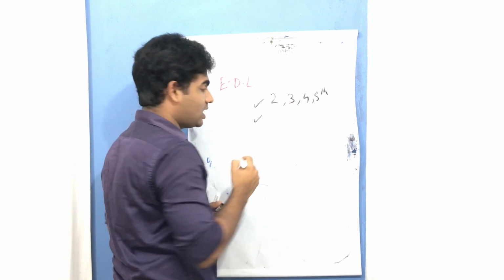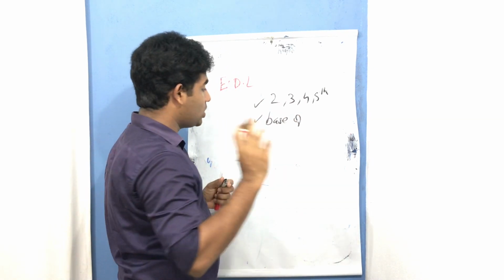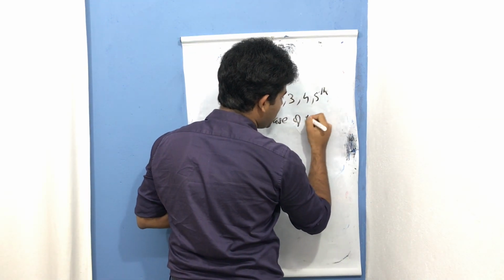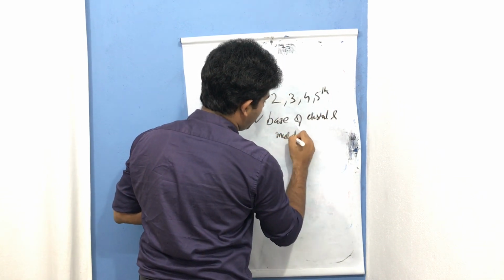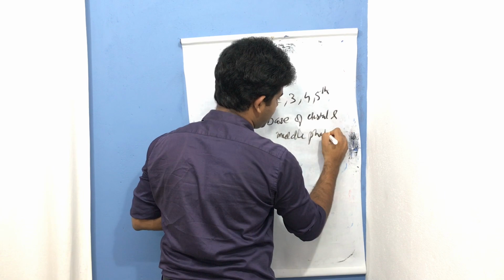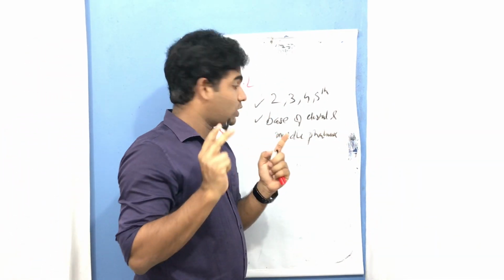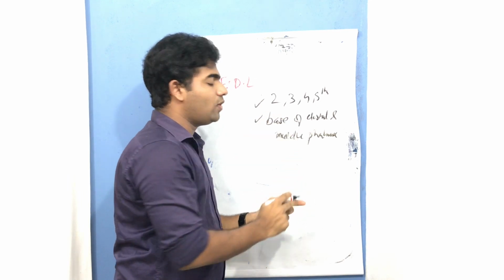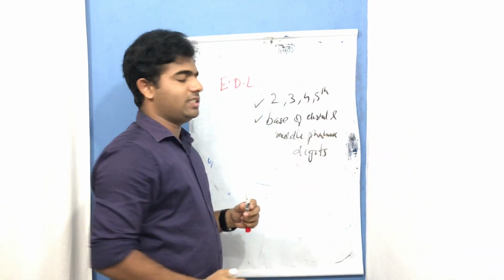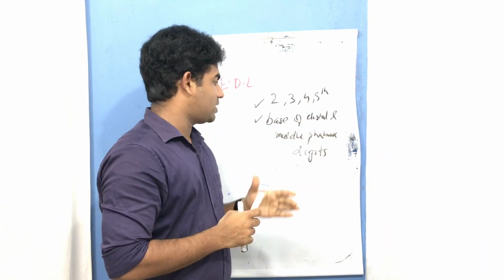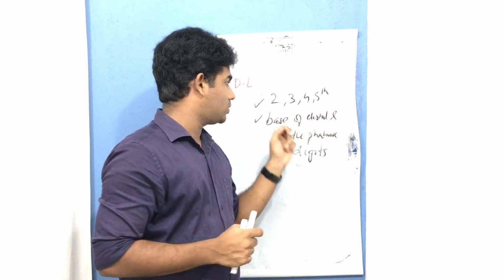Where in these digits? Yes, always it is inserted in the base. Base of the distal and middle phalanx of the digits, second to fifth digits. See how easy it is. This muscle is inserted into the base of the distal and middle phalanx of the digits.